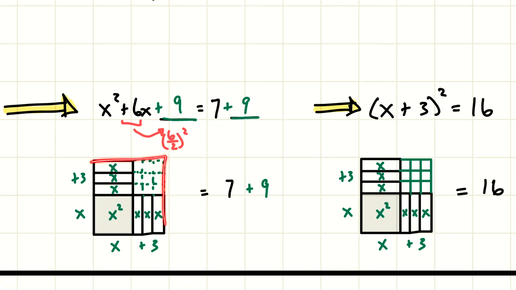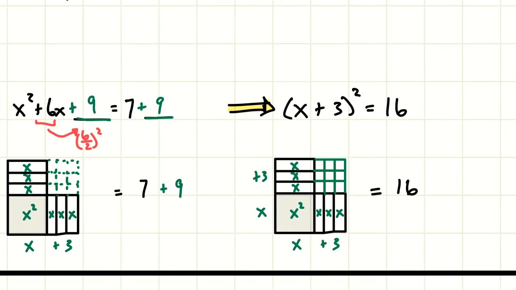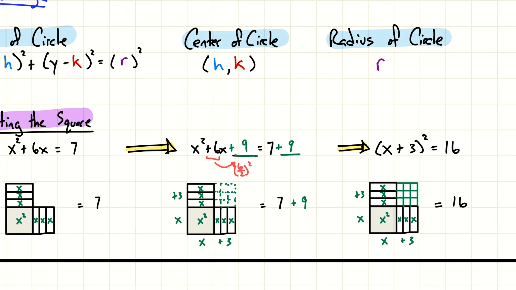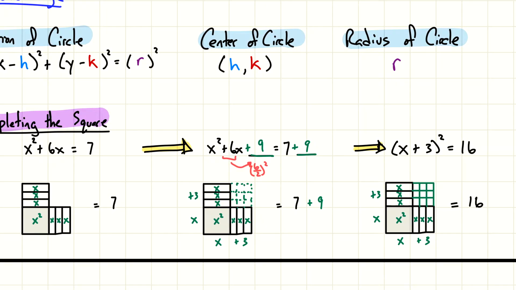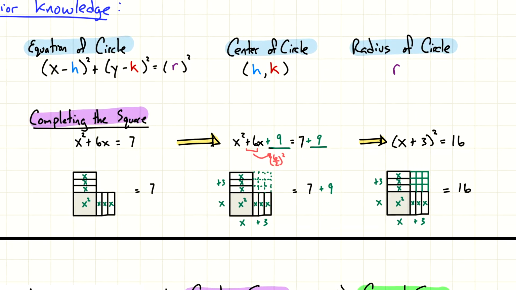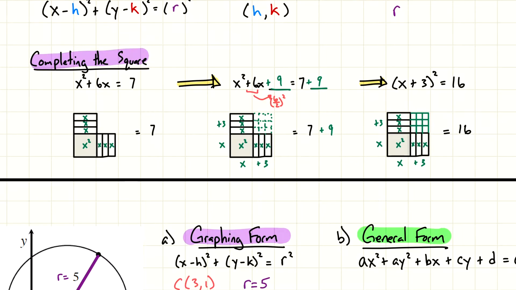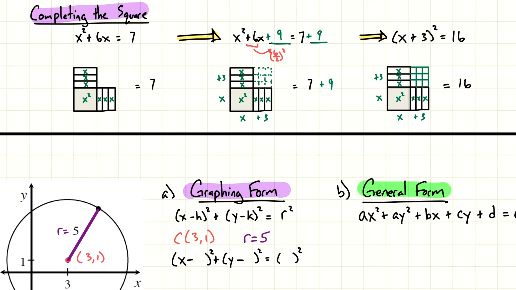Once it's a perfect square, then our dimensions are x + 3 and x + 3, which would be (x + 3)². So now we've rewritten the statement, and then of course the 7 + 9 turns to 16. This is what it would look like algebraically, and below it is just the visual, if that helps you. If you're still struggling with completing the square, you might want to look back at the previous lessons we've done with quadratics earlier in this semester.